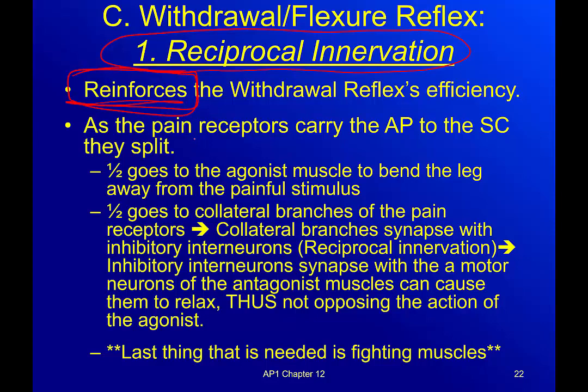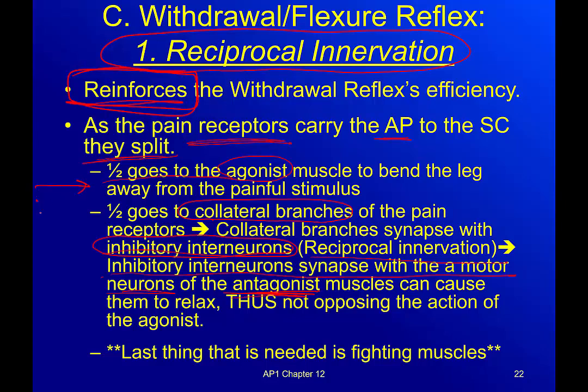So as the pain receptors carry action potentials to the spinal cord, they split. Half go to the agonist, the one that's helping me to bend my leg away. Half go to these collateral branches, these other branches, and they synapse with an inhibitory interneuron. What do I want to happen to the muscle that straightens my leg? I want to turn it off. So we call this reciprocal innervation. I've got these inhibitory interneurons that synapse with the alpha motor neurons of the antagonist muscle.